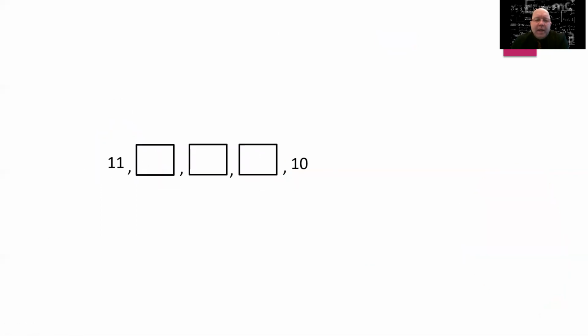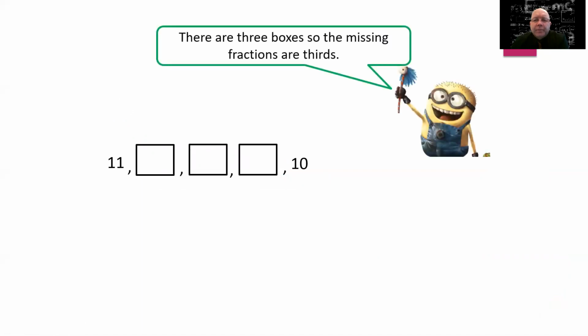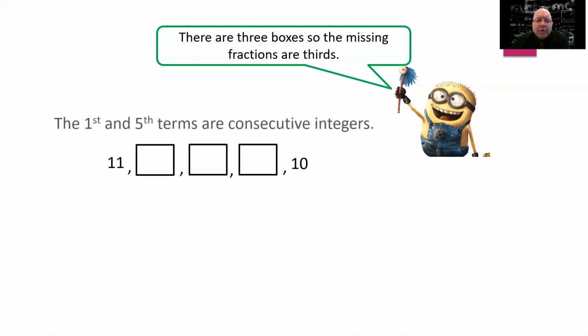Now, what's going on here? We've got 2 whole numbers, but we've got 3 missing numbers in the middle. So clearly these are going to be mixed numbers, but what are they going to be? Now, we've got our little minion fella here telling us that there are 3 boxes, so the missing fractions must be thirds. Do we think he's right? Well, let's have a look.